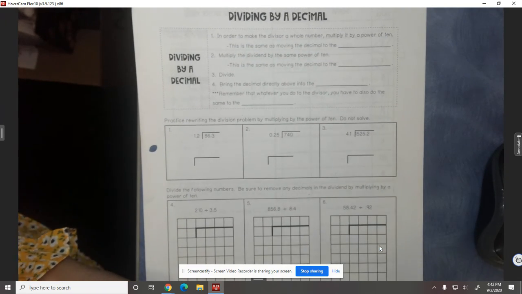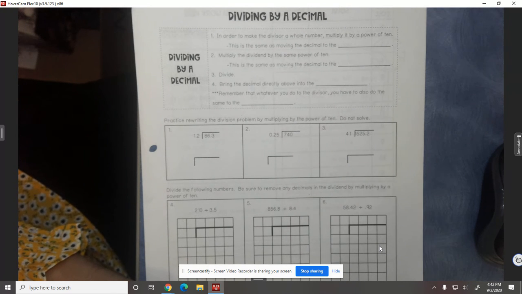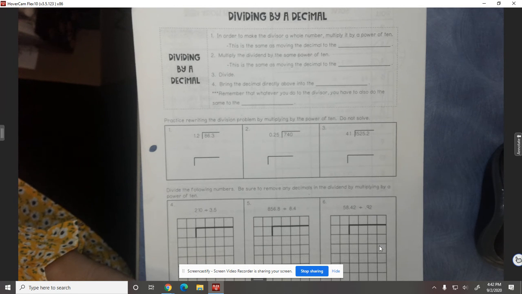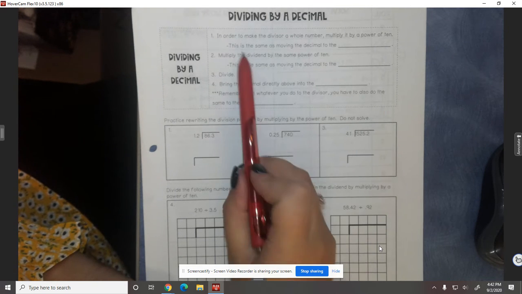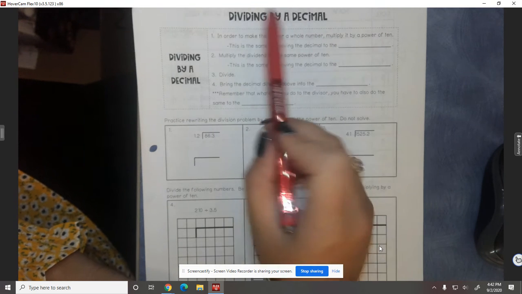For those of us who missed today or need a recap of the lesson for today, this is dividing by a decimal. So what happens when we have a decimal in the divisor? It's just one more step to regular long division. So what you do is follow these 4 steps right here.